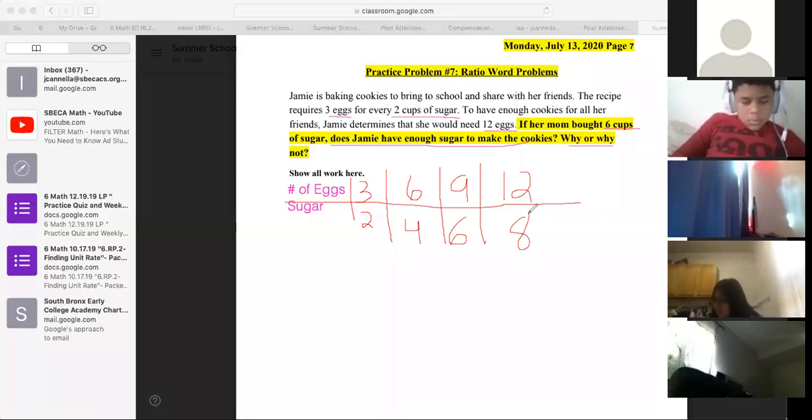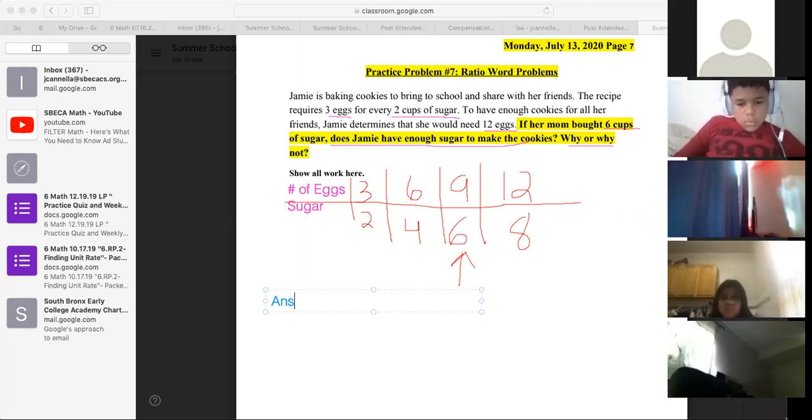Now, it says, to have enough cookies for all of her friends, Jamie determines that she needs 12 eggs. If her mom bought 6 cups of sugar, does she have 12 eggs? No. So does she have enough? No. Why? Because her mom didn't buy enough sugar for the eggs. Excellent.